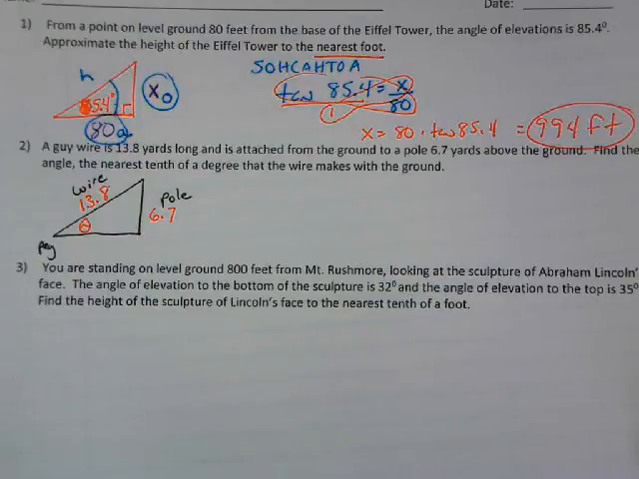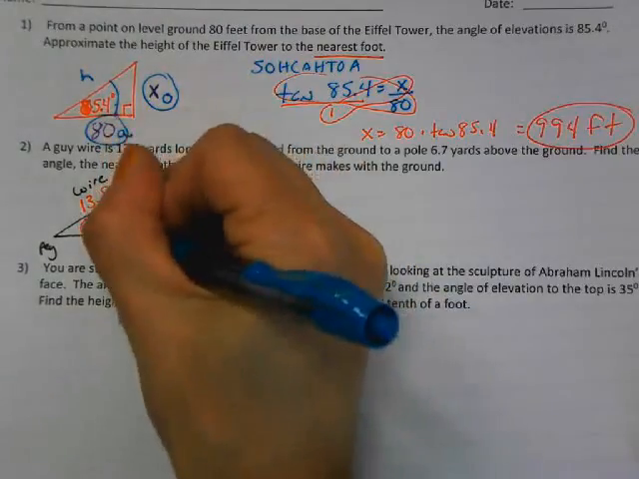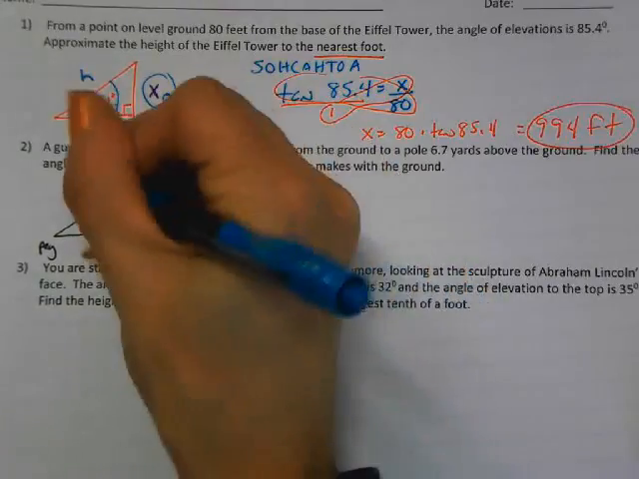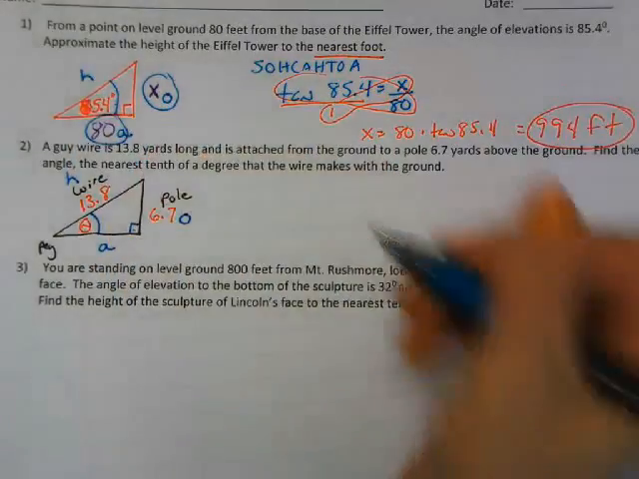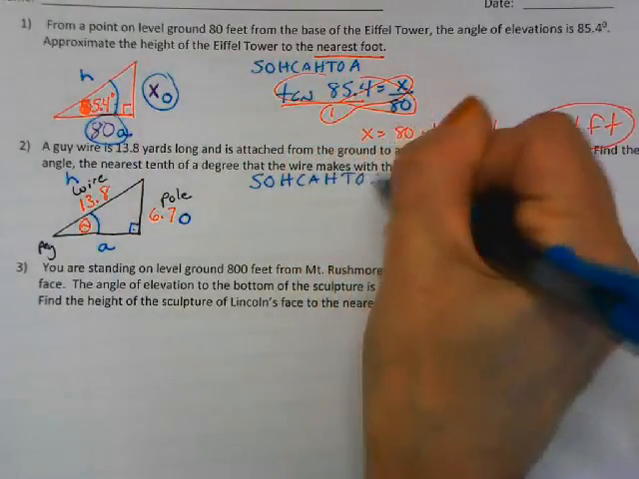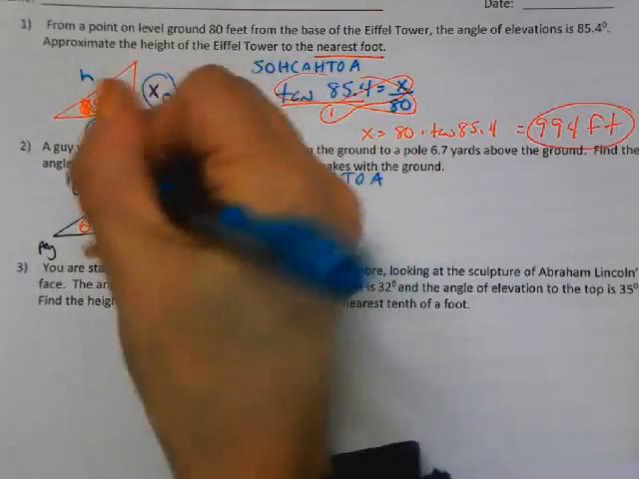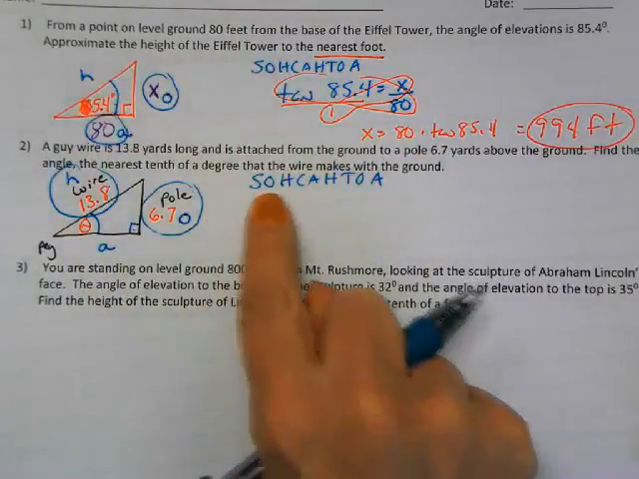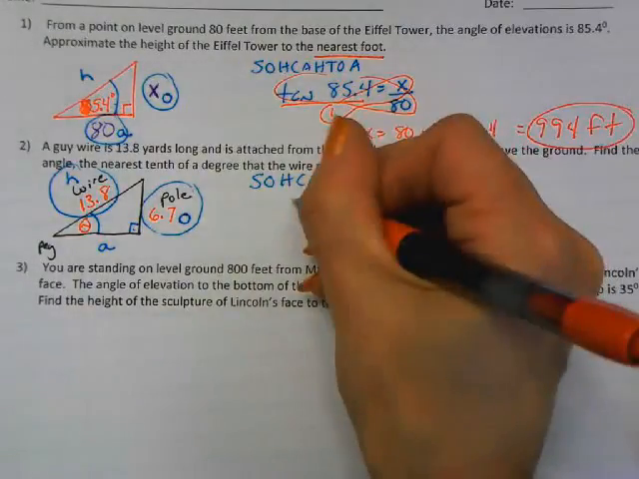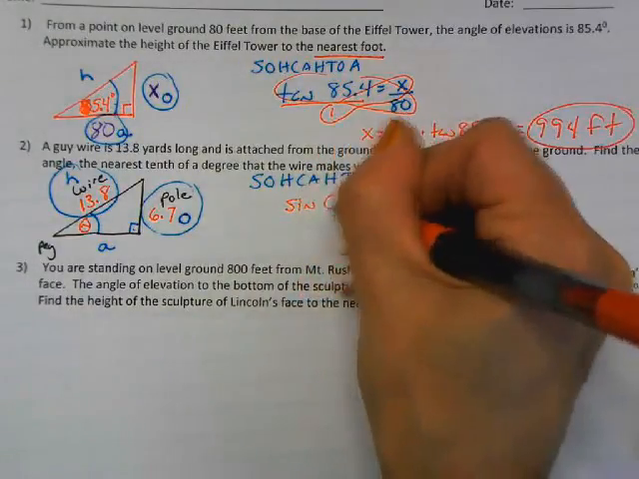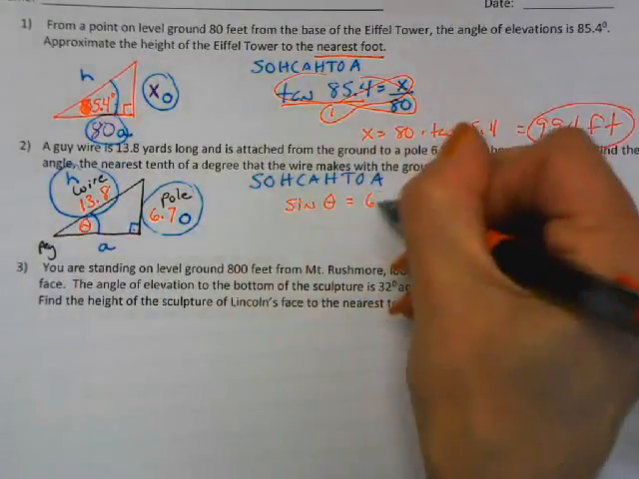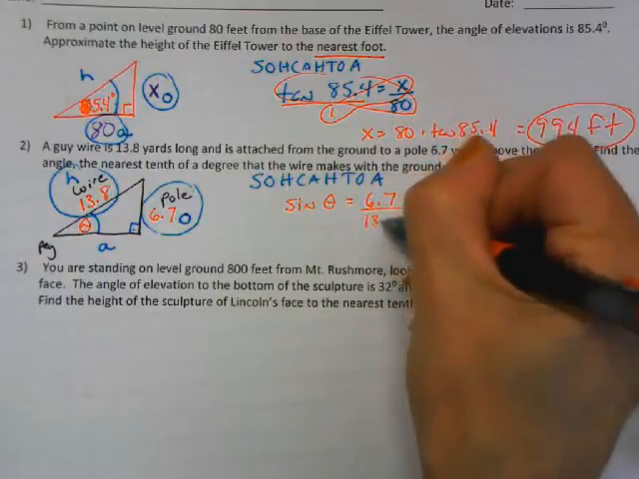Alright, label your O, your A, your H. So opposite is the pole, the wire is my hypotenuse, and that must be my adjacent. So again, if you need it, here's SOHCAHTOA. I have O and H. So O and H is sine. Now this one's going to look a little bit weird to you. So it's going to be the sine of theta is equal to, sine wants O over H, 6.7 over 13.8.